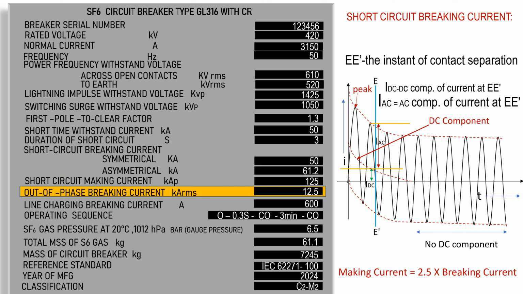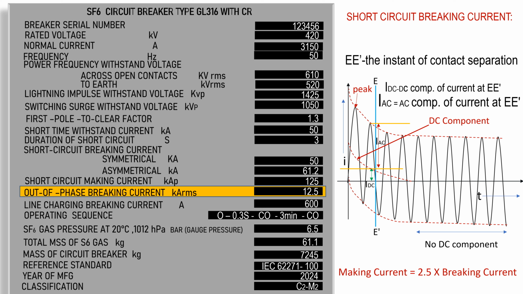Out of phase breaking current, in kiloamps RMS. The out of phase breaking current is assigned to a circuit breaker to be used for synchronizing. If the circuit breaker is being used for synchronizing two different power systems, it may happen during synchronization that the circuit breaker has to open, and the current generated during this condition is called out of phase breaking current.